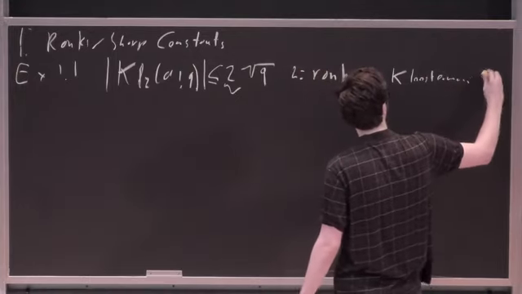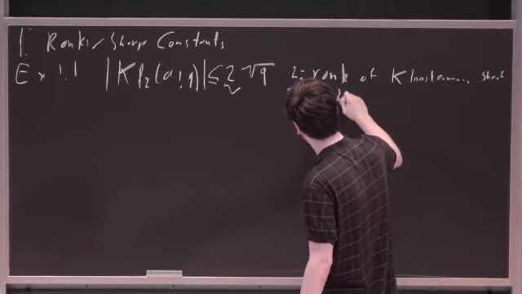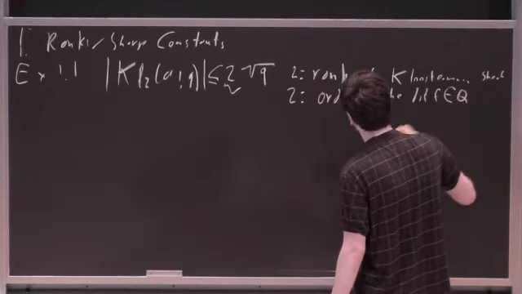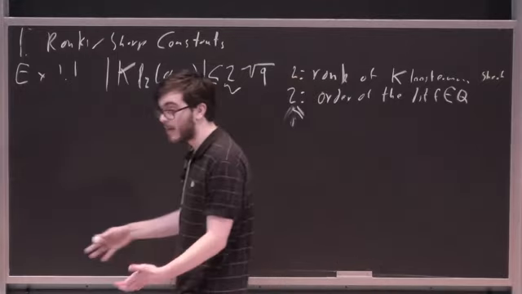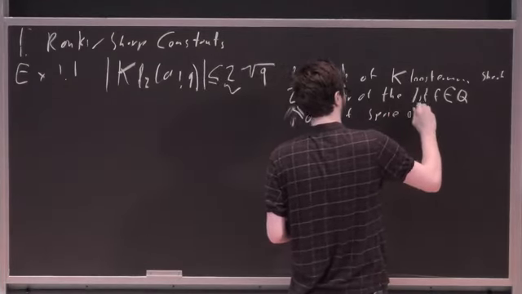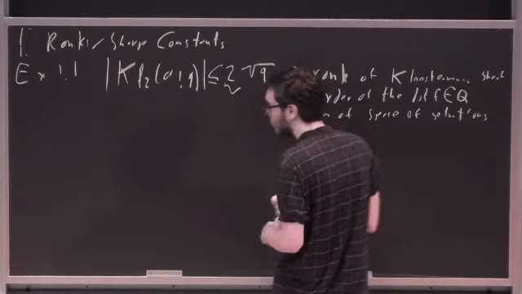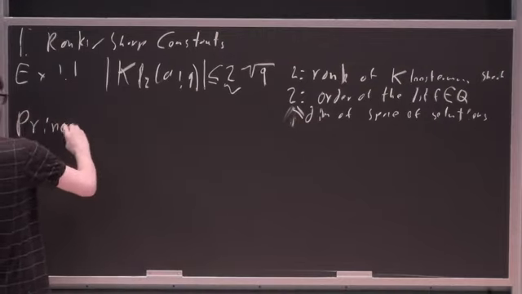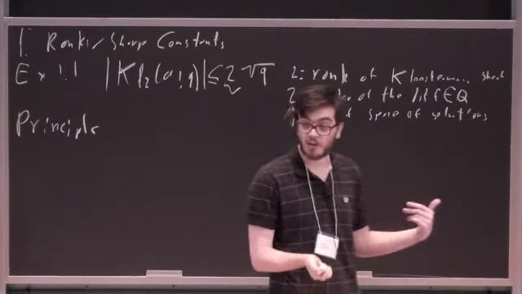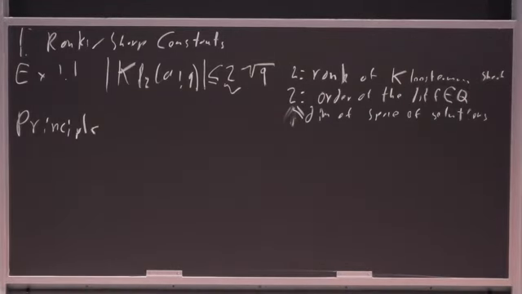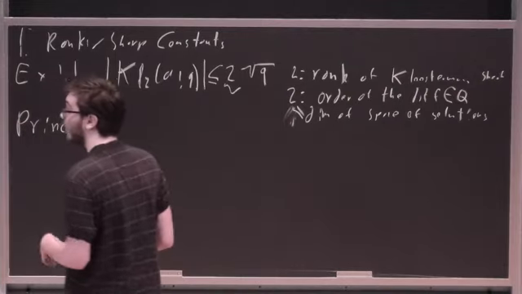Two is equal to the rank of the Kloosterman sheaf. And it's also equal to the order of the differential equation. Which means it's also equal to the dimension of the space of local solutions. So this is a general principle. The sharp constants we're working with, the sharp constants on our Weil bounds, will usually equal the order of some corresponding differential equation.